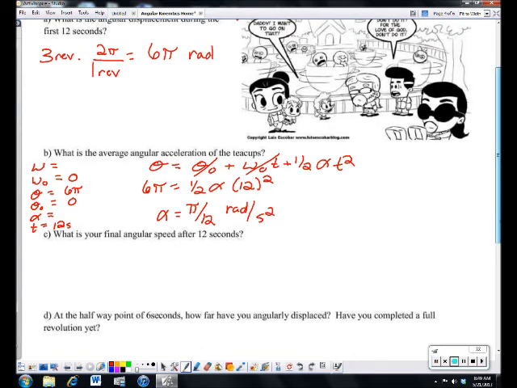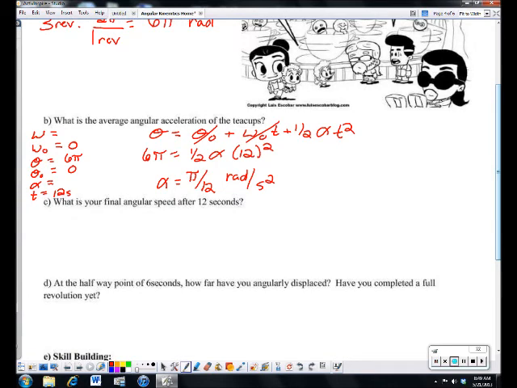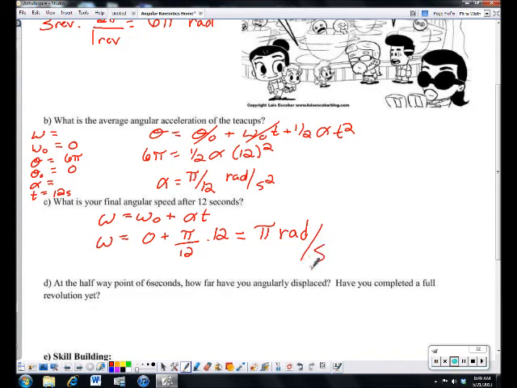So what is your final speed after 12 seconds? Well, angular speed final equals angular initial plus alpha t. So final angular speed is initial angular speed plus pi over 12 times 12. My final speed is pi radians per second.